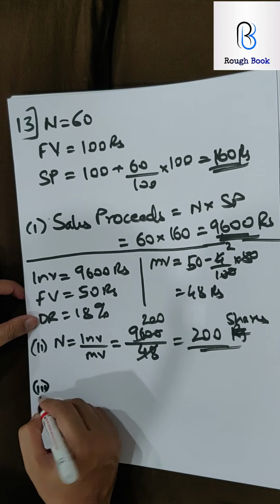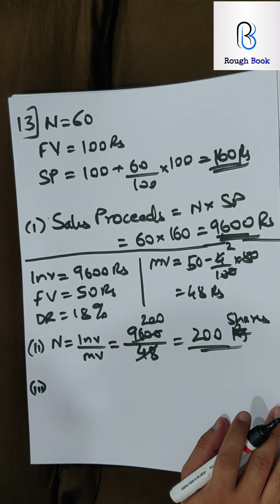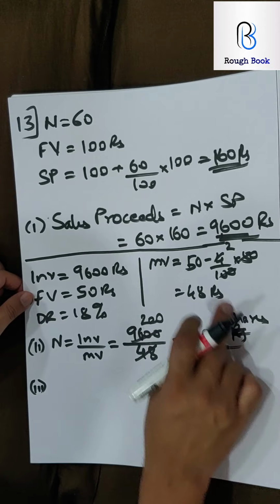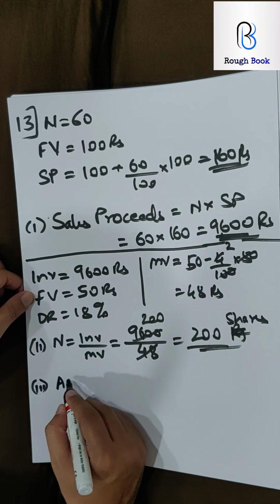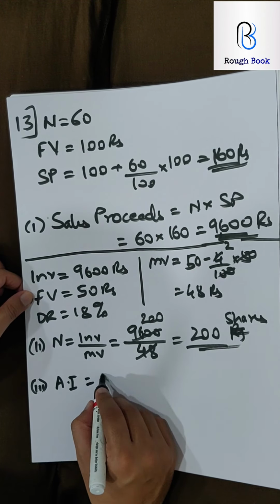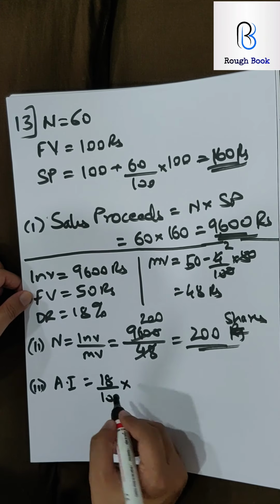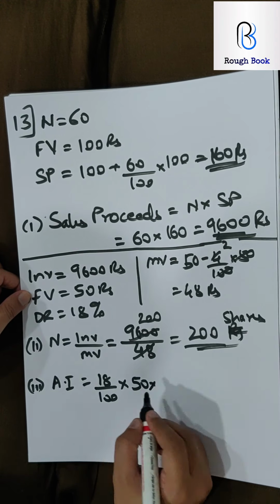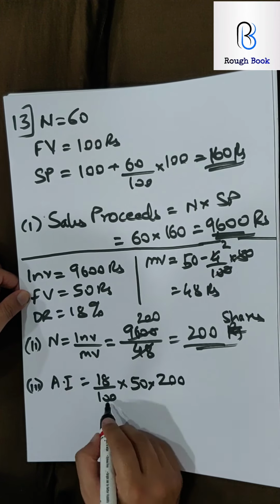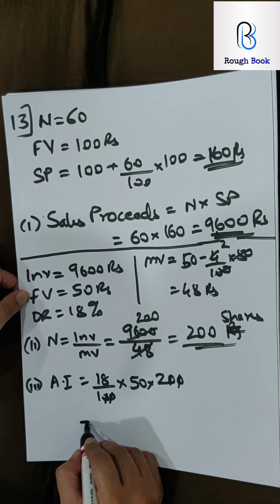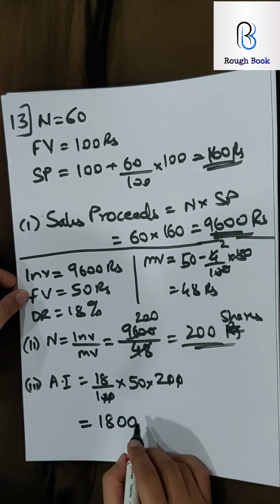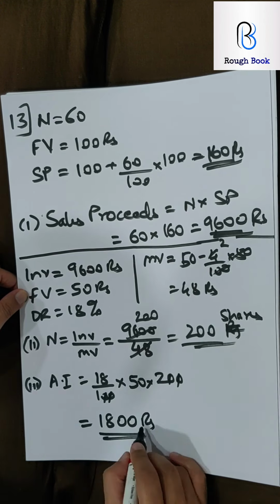Now the third part of the question. It says annual dividend from the shares. From these shares, how much is the annual dividend or annual income? So dividend rate 18% into face value 50 into number of shares 200. So that gets cancelled. 5 2s are 10. So 18 into 10 is 180. So how much is the annual dividend?